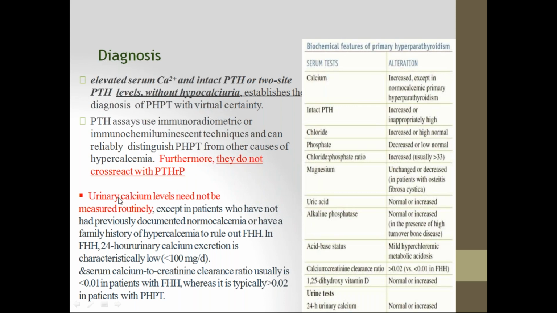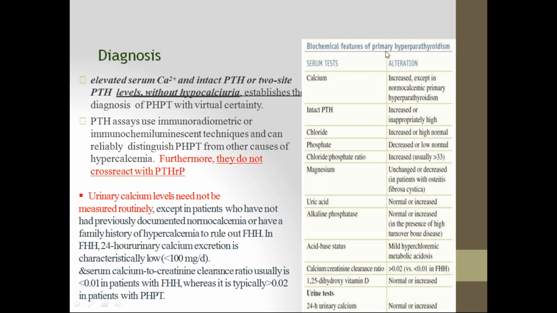Urinary calcium levels need not be measured routinely, except in patients who have not had previously documented normocalcemia or have a family history of hypercalcemia, to rule out familial hypocalciuric hypercalcemia. In that condition, 24-hour urinary calcium estimation is characteristically low. So routine urine calcium estimation is not indicated except if you suspect familial hypocalciuric hypercalcemia.